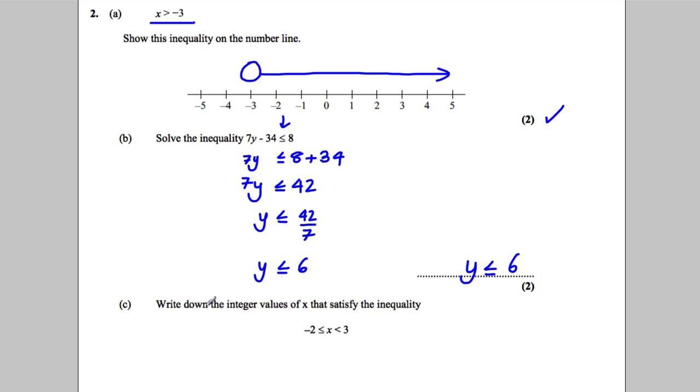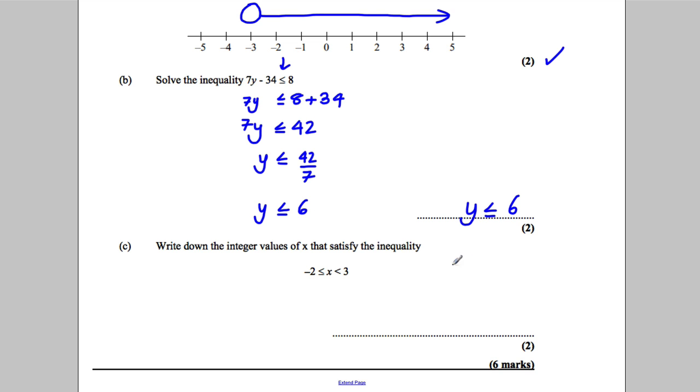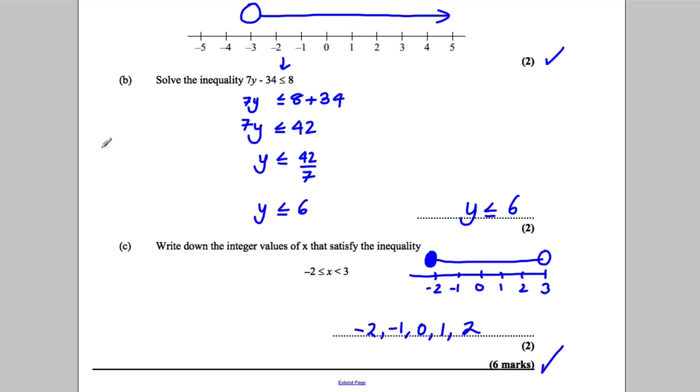Then it says, write down the integer values of x that satisfy that. I would like to draw a picture just to make sure I don't make a mistake here. Always put in 0, -2 would be somewhere like that, and 3 would be there. Circle at -2, circle at 3, line between them because x is sandwiched between them. You do colour in at -2 because it's bigger than or equal to. You don't colour in here. What integer values can it be? Well, it can be -2, can be -1, can be 0, can be 1, can be 2, can't be 3. So -2, -1, 0, 1, and 2. Done. 6 marks. If that comes up, nice, easy 6 marks.